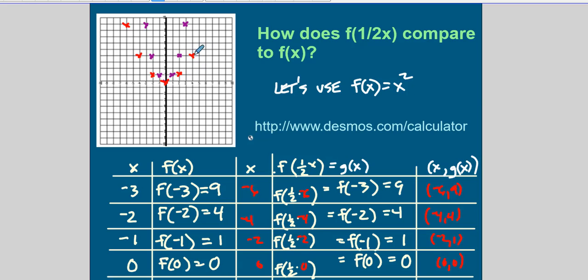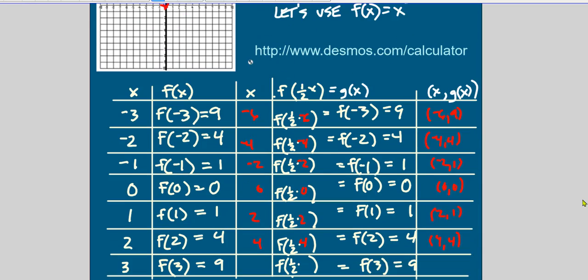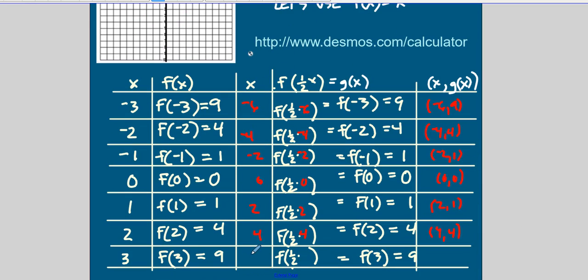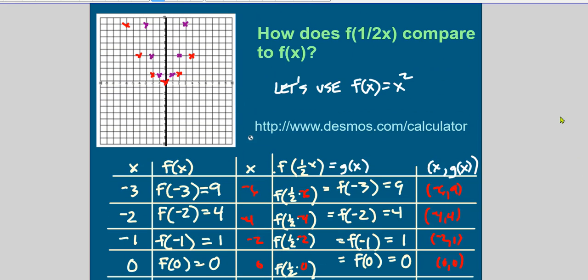Which is here. And then we have 3 squared is 9, so 1/2 of 9. Well, actually, the input is 3, so this is going to be 1/2 of 6 is 3, so we now have the point (6, 9) instead of (3, 9). And there is our graph.